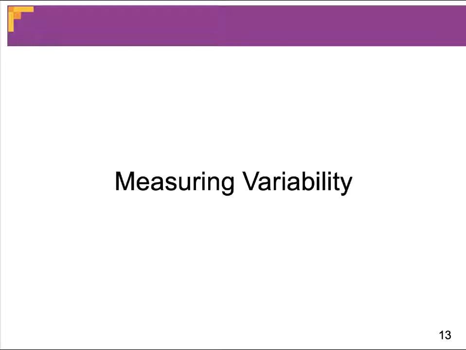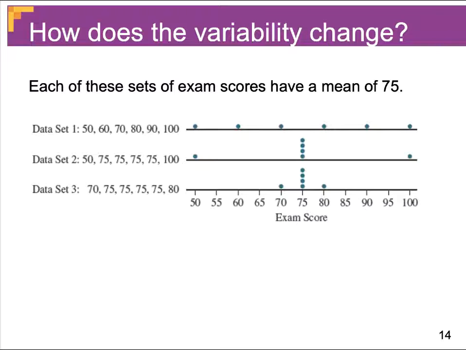Whenever you report the center for a distribution, you also want to describe how much the values in that distribution vary from the center. Looking at each of these three data sets, all three of them have a mean of 75. But you can see that they each look very different. The first data set, they're spread out from values 50 to 100.